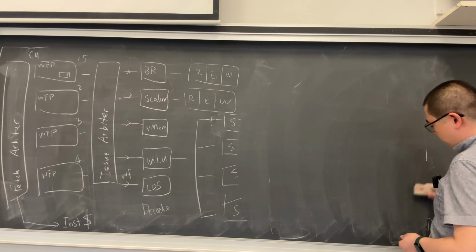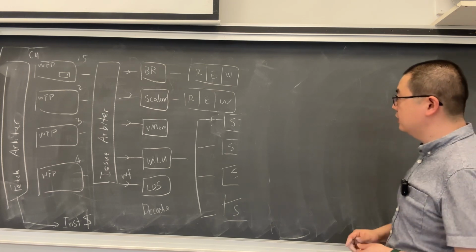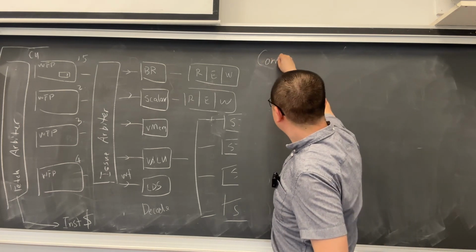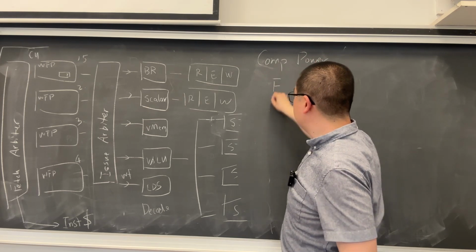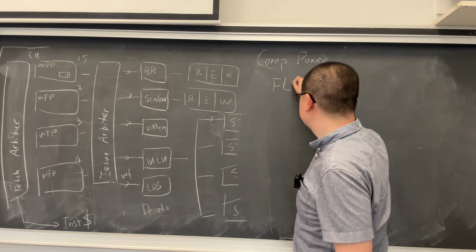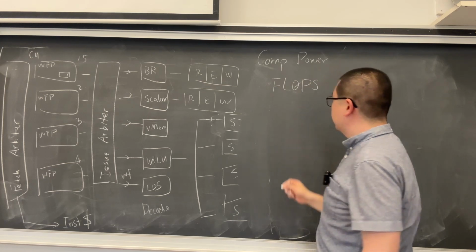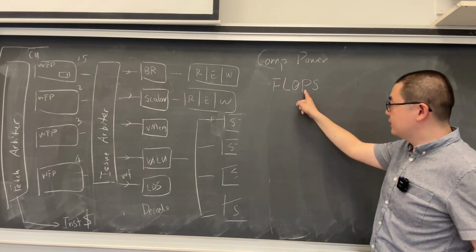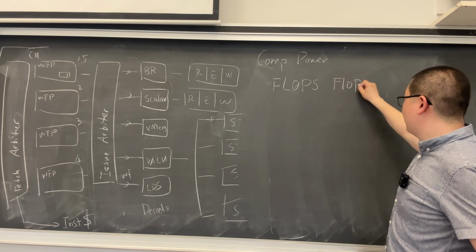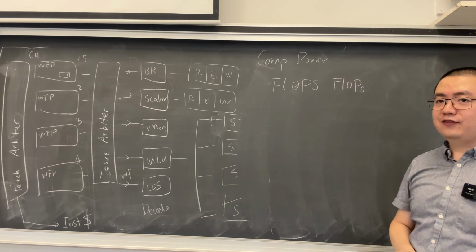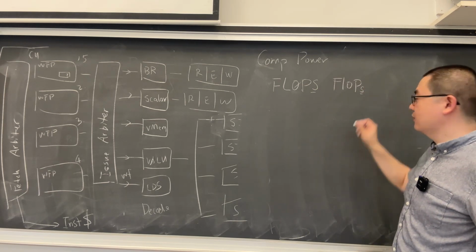So in terms of computing power, we use this terminology or this unit called FLOPS. Just be careful, there are two ways to write it: FLOPS and FLOps. What's the difference? Is the S capitalized or lowercase?